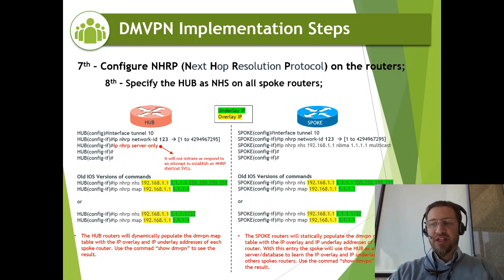Although the network ID can be different between the routers that are participating in the DMVPN cloud, the best practice is to use the same network ID on all routers for better troubleshooting and to track which GRE interface is a member of which NHRP domain.